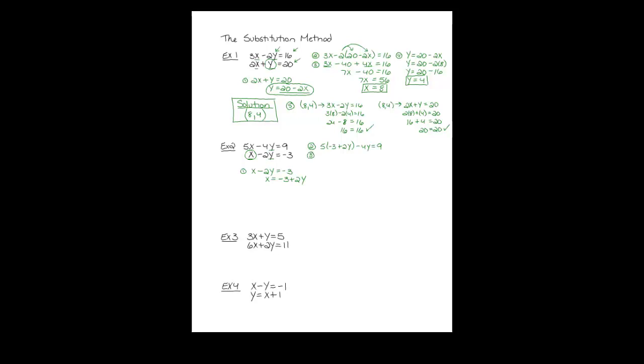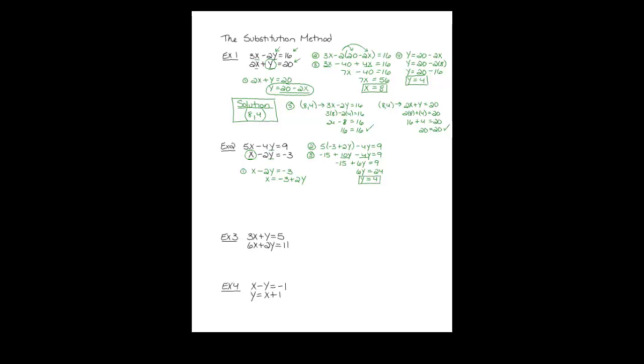Step 3, solve the equation. So eliminate the parentheses. You're going to distribute the 5. 5 times negative 3 is negative 15 plus 10y minus 4y equals 9. Combine the like terms, so negative 15 plus 6y equals 9. Add 15 to both sides. We wind up with 6y is equal to 24. Divide both sides by 6. Y is equal to 4.